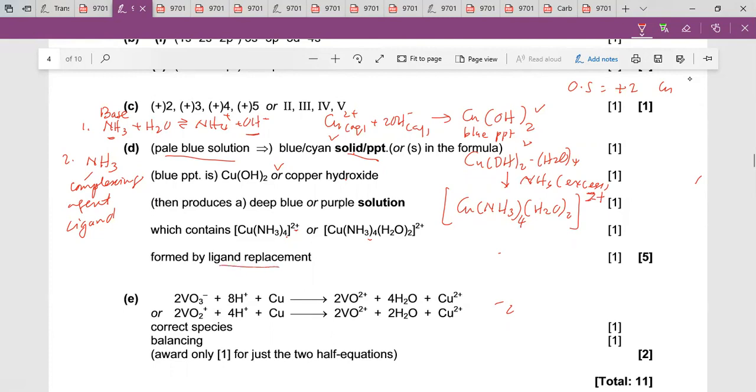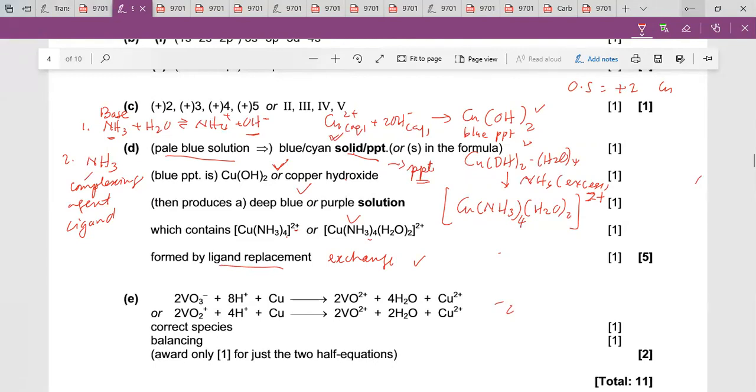Ligand replacement or ligand exchange is a more common word. See? So remember, observation 1 mark, blue solid, explanation 1 mark. Okay, observation 1 mark, explanation 1 mark, and explain why this is so. You can say this one here, of course, is precipitation. You can explain, but no marks given because it's indeed precipitation.